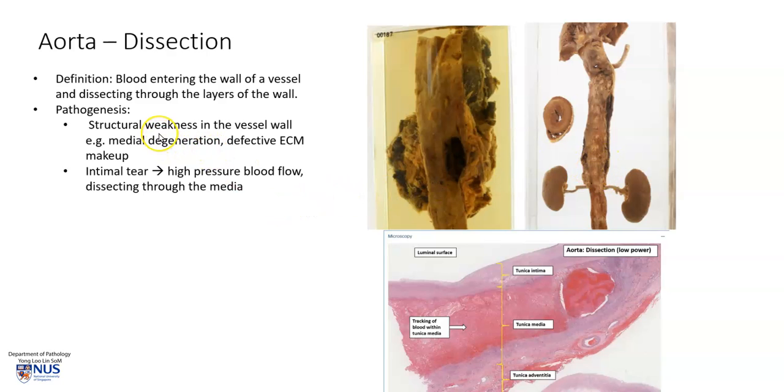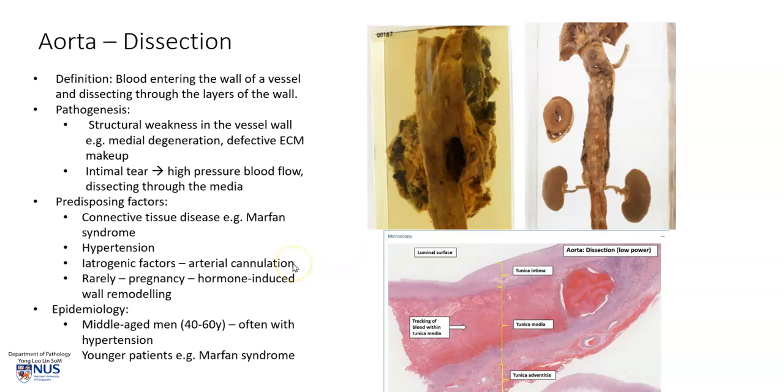This is usually due to a structural weakness in the vessel wall. For example, there is degeneration of the tunica media, which is formed mostly of elastic fibers. There is also often defective extracellular matrix. So what happens is that there is an intimal tear, and it's often very unclear what causes this tear in the first place. And because of the high pressure blood flow, this often occurs in the aorta with systemic blood pressure. The blood will then track through and split the wall apart and dissect through the media.